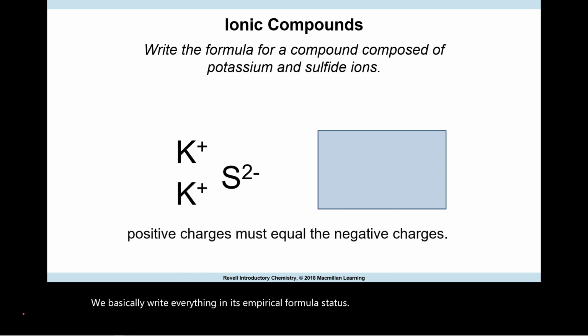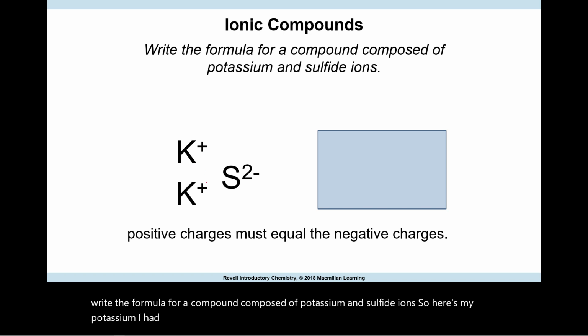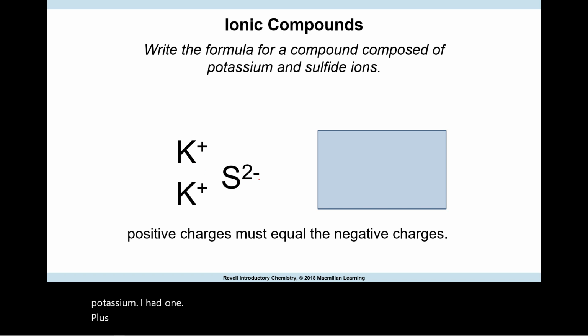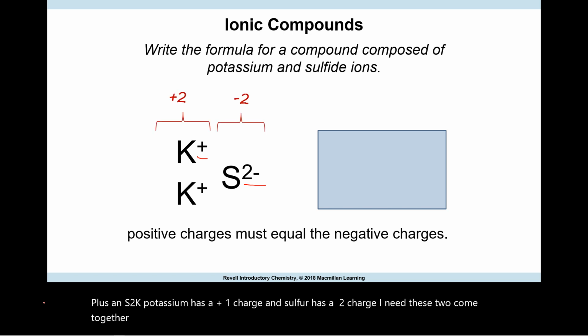All right, let's go into ionic compounds and how we put them together. So this one says, write the formula for a compound composed of potassium and sulfide ions. So here's my potassium, I have a 1 plus, and an S 2 minus. Potassium has a +1 charge and sulfur has a -2 charge. I need these to come together. When I put two potassiums together, I'm going to get a +2 charge.